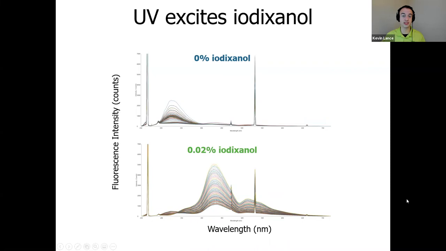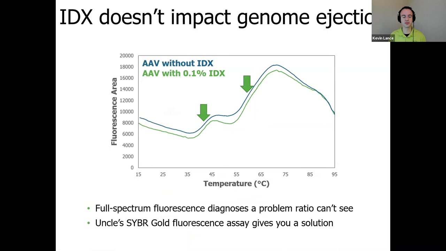Thankfully, Uncle's full spectrum fluorescence also offers a solution to this problem because iodixanol doesn't impact genome ejection and the SYBR Gold dye that we're using to measure genome ejection behavior. That's because we're using that blue laser to excite SYBR Gold fluorescence, but iodixanol is not excited by that same laser wavelength.